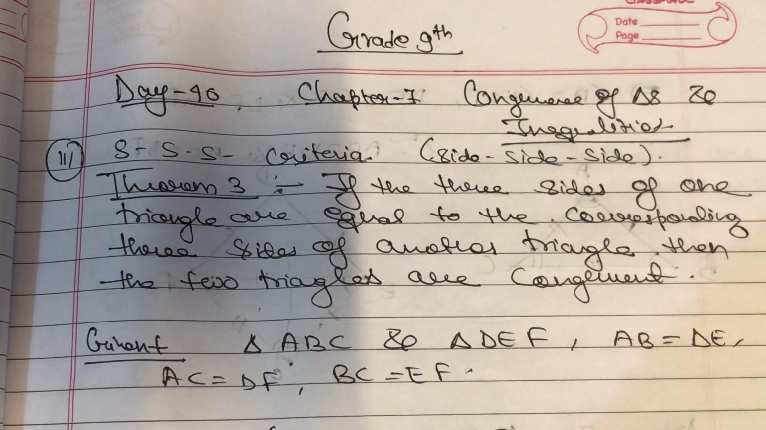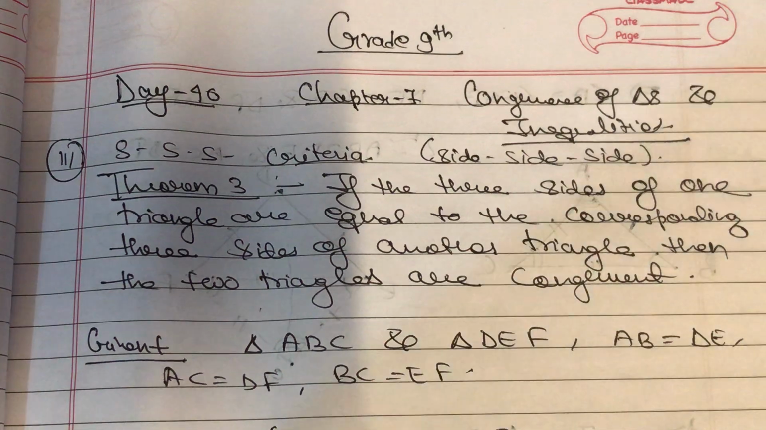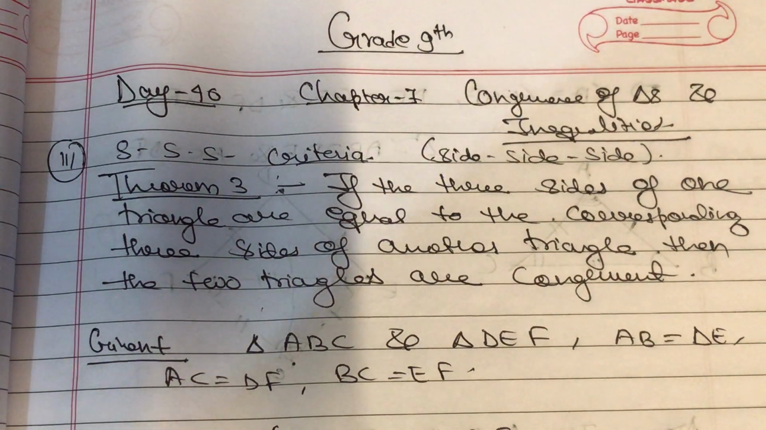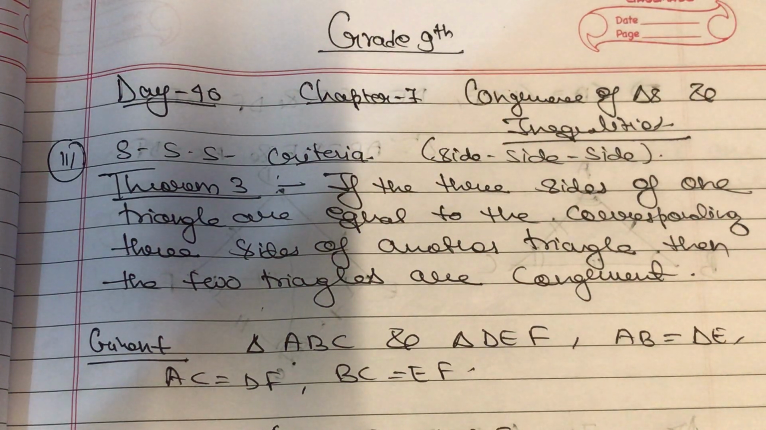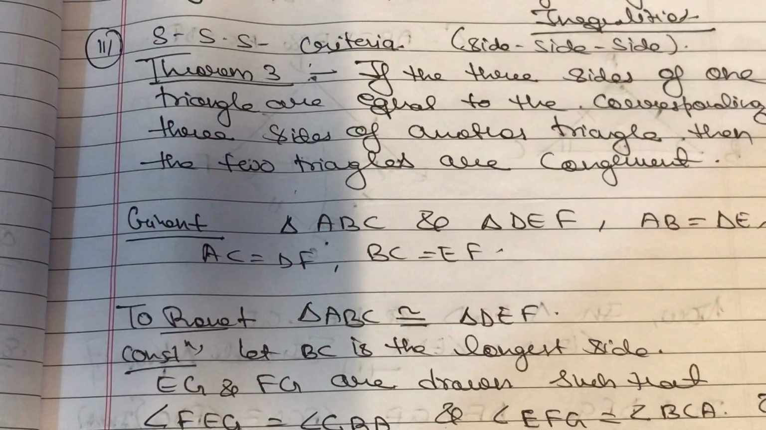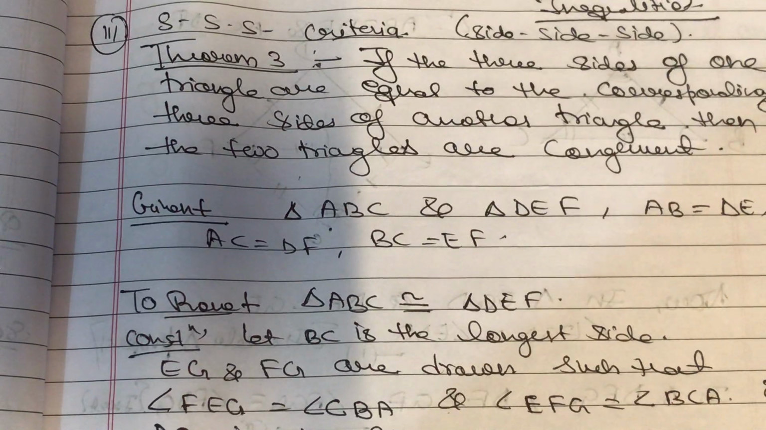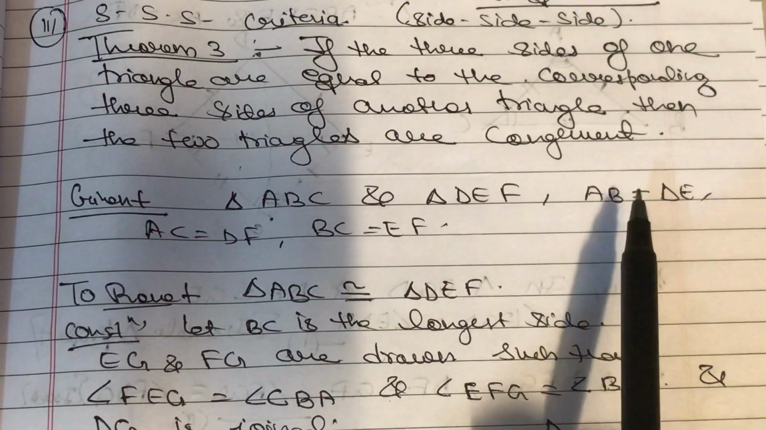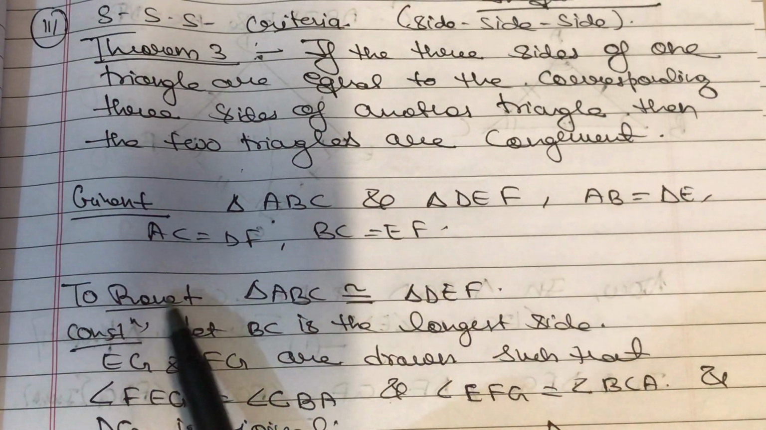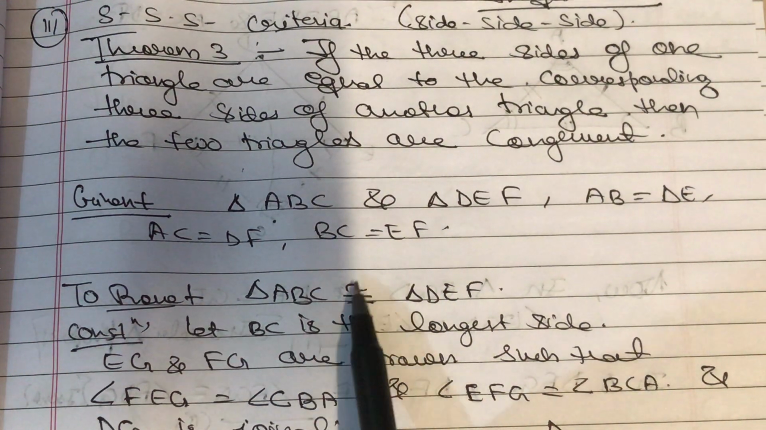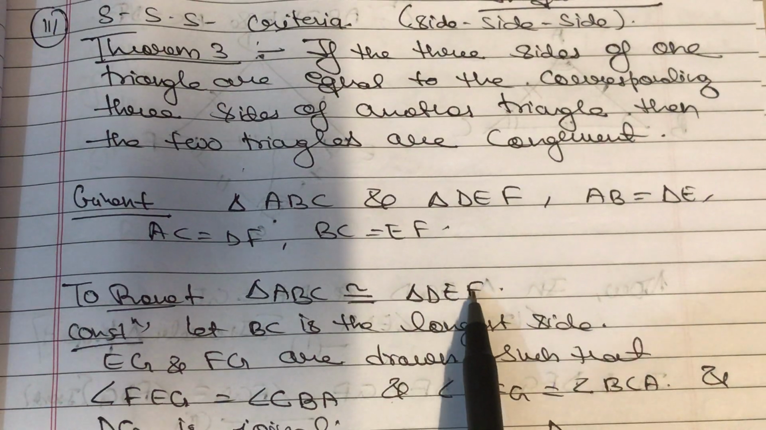Now let's talk about SSS criteria. Well, SSS stands for side, side, side. So it states that if the three sides of one triangle are equal to the corresponding three sides of another triangle, then the two triangles are congruent. Now what is given is that there are two triangles ABC and DEF in which AB equals DE, AC equals DF and BC equals EF. I have to prove that triangle ABC is congruent to triangle DEF.